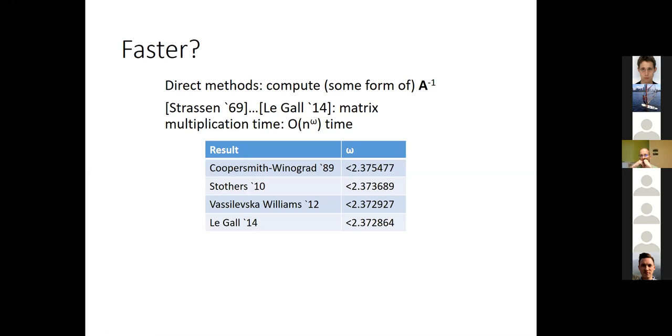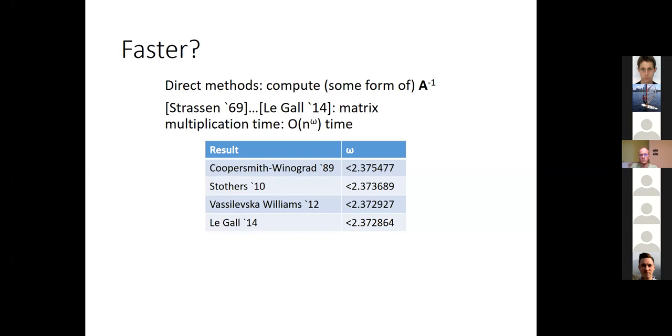Okay, so for direct methods, which are these methods that compute A inverse, there has been a lot of work, and it turns out that matrix inversion, matrix multiplication, and computing these factorizations are all roughly equivalent to each other in terms of asymptotic complexity. And what you get is algorithms that run in time about n to the 2.37. In practice, this number is closer to somewhere between 2.7 and 2.8.